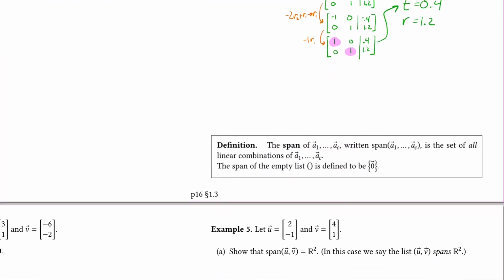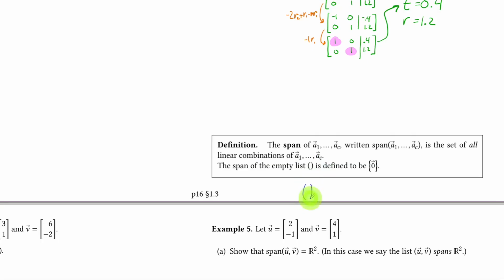So given a list of vectors, the span of that list is the set of all linear combinations of the list of vectors. And we have a weird edge case where if you have the empty list, just these empty parentheses, that means a list of 0 vectors. The span of that is just the set that contains only the 0 vector.